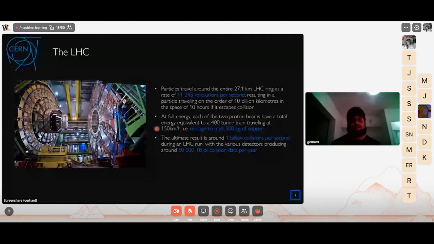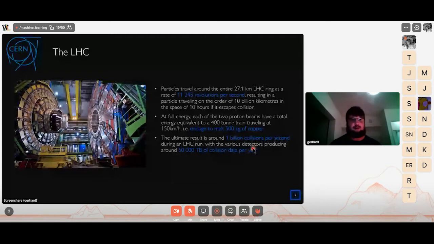Cool, and it's really crazy when you think about what's actually happening here. These particles travel at basically the speed of light. So during an LHC run, which takes about 10 hours, a particle can travel around the LHC ring for a total of 10 billion kilometers, so 11,000 revolutions, 11,000 times around that entire LHC ring per second. And that's about, in a 10-hour run, the distance to Neptune and back.